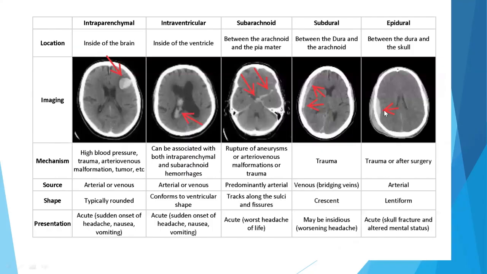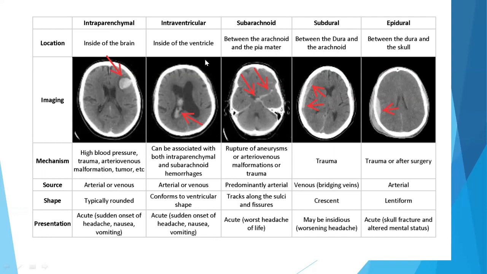So these are the different types of hemorrhages that you can encounter in your clinical practice. We will just focus on this intraparenchymal hemorrhage, which means that the hemorrhage is inside of the brain. It is generally due to high blood pressure, trauma, AV malformation, and tumor. The source is arterial or venous, the shape is typically rounded, and presentation is acute. Now, this is the intracerebral hemorrhage.